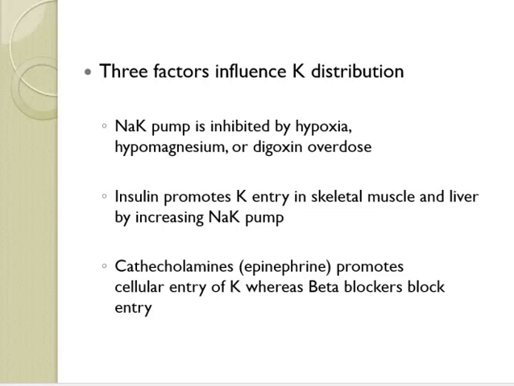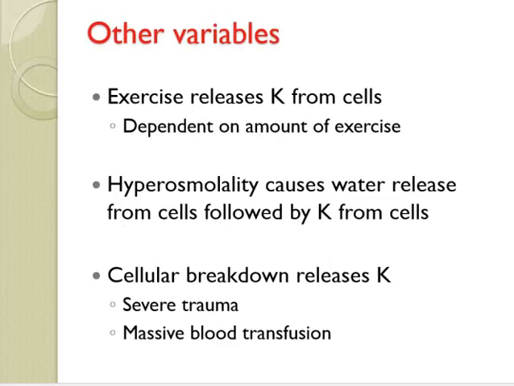Insulin promotes potassium entry into skeletal muscle and liver by increasing the sodium-potassium pump. Epinephrine promotes cellular entry of potassium, whereas beta blockers block entry. Some other variables affect the amount of potassium in our cells. Exercise releases potassium from our cells, dependent on the amount of exercise.